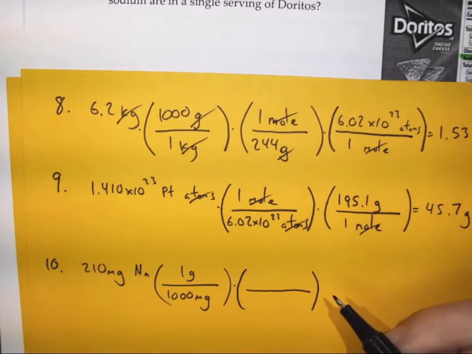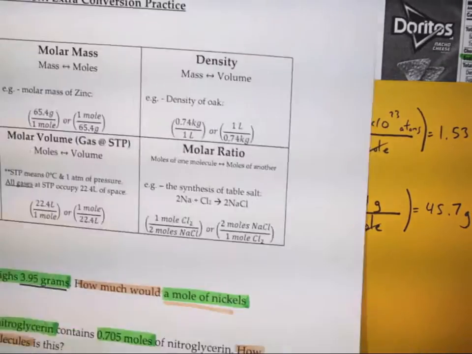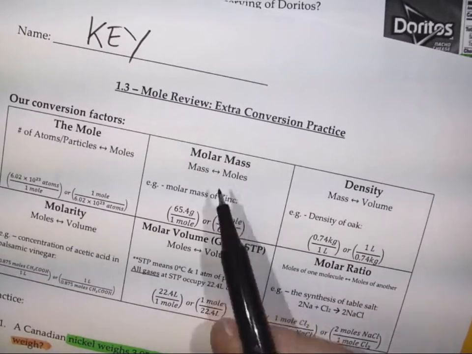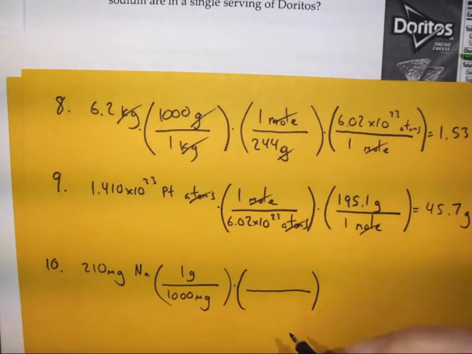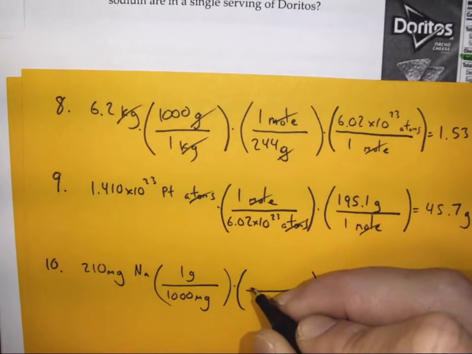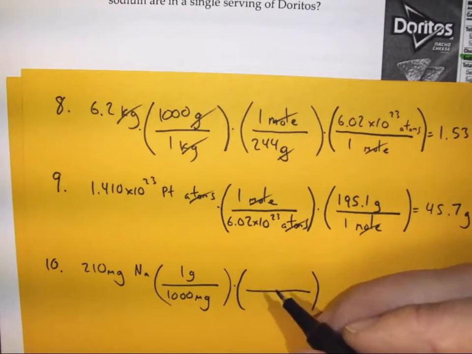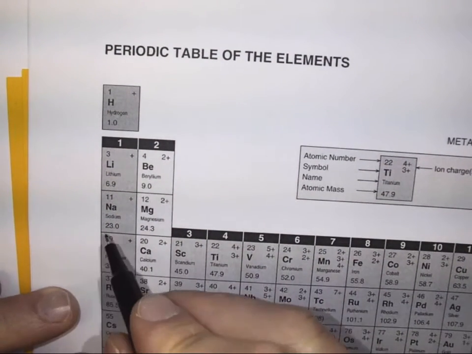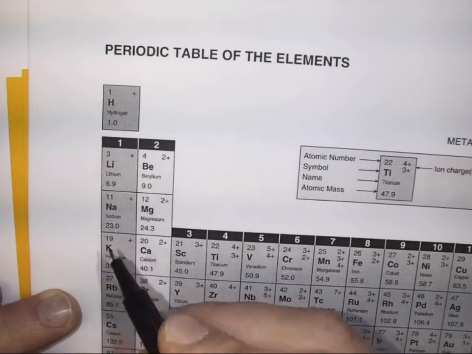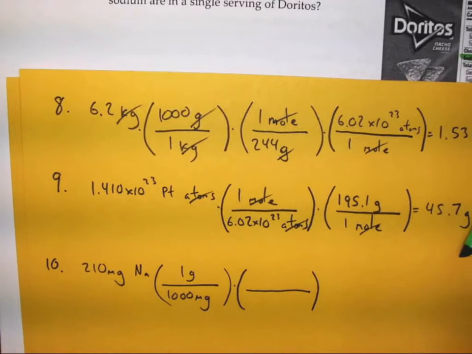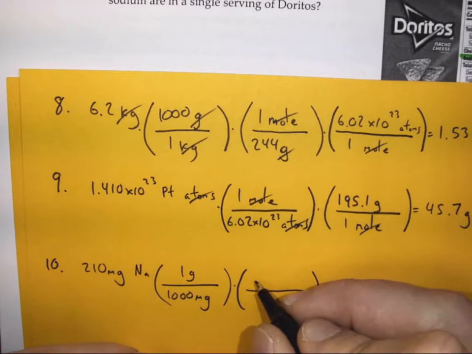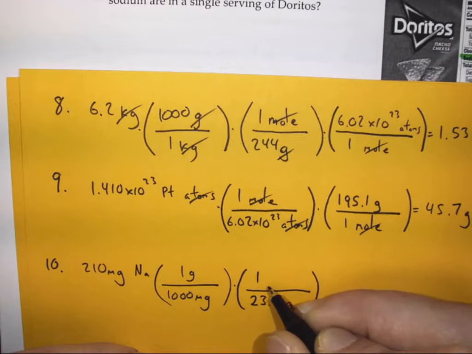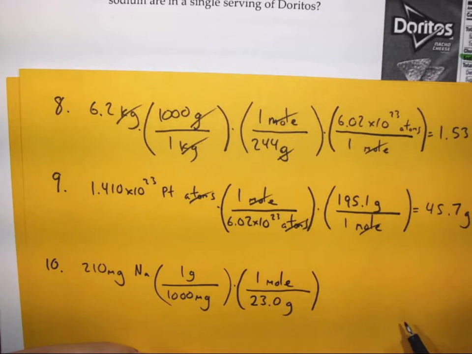So to convert from moles into mass, I can see that molar mass will allow us to do that. All right, so the molar mass of sodium. So I look on my periodic table. I see that the molar mass of sodium is 23.0 grams for every mole of sodium. So I want grams to cancel out, so I'll put them down here. 23.0 grams for every 1 mole of sodium.